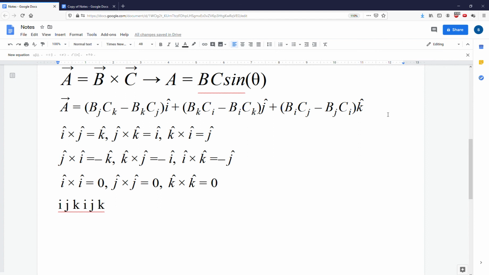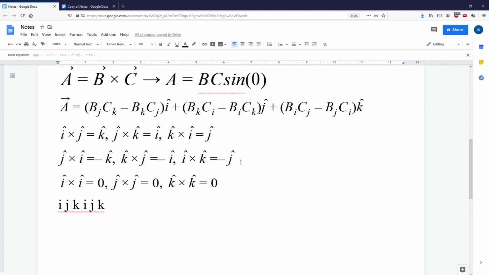Now let's try that another way. Let's instead look at the unit vectors and see how they multiply. That's a little simpler. i times j is k, j times k is i, k times i is j. However, cross product is not commutative, which means you cannot switch the orders of these two and get the same answer. In fact, if you switch their order, you get the opposite result. i times j is k, j times i is negative k, k times j is negative i, i times k is negative j.